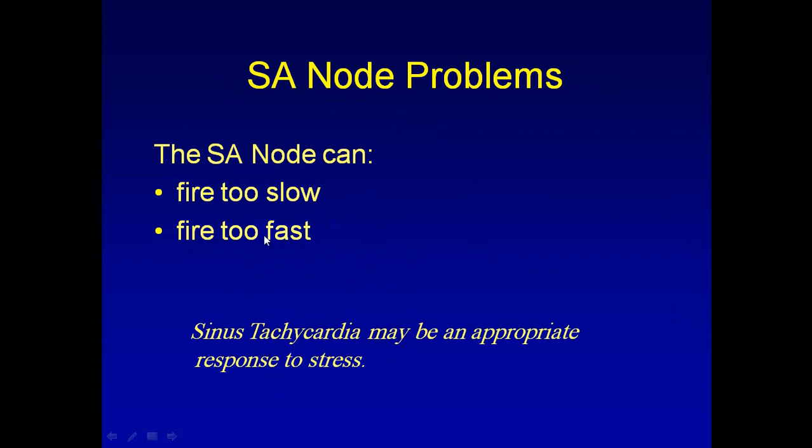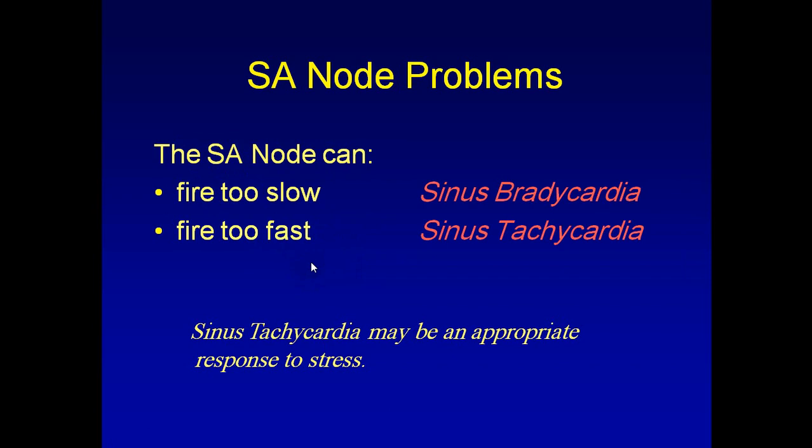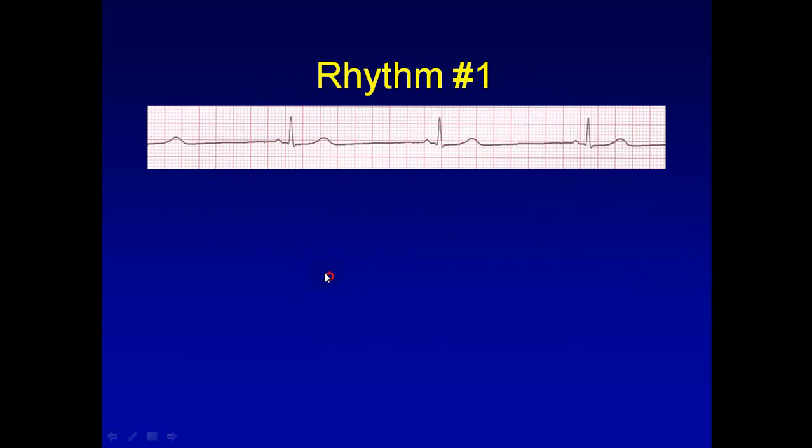As we know, the SA node discharges spontaneously and needs no stimulus from the CNS, while the autonomic nervous system either accelerates or decelerates it, being either cardioinhibitory or cardioacceleratory, as we know. So sinus bradycardia is too slow, while sinus tachycardia is too rapid.